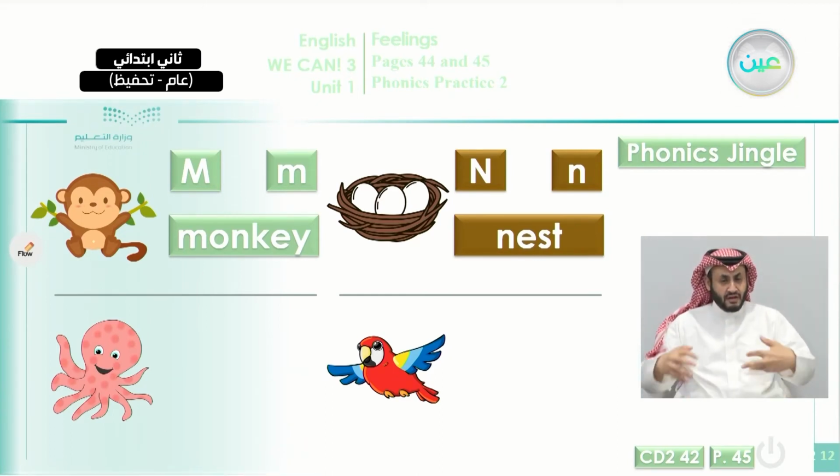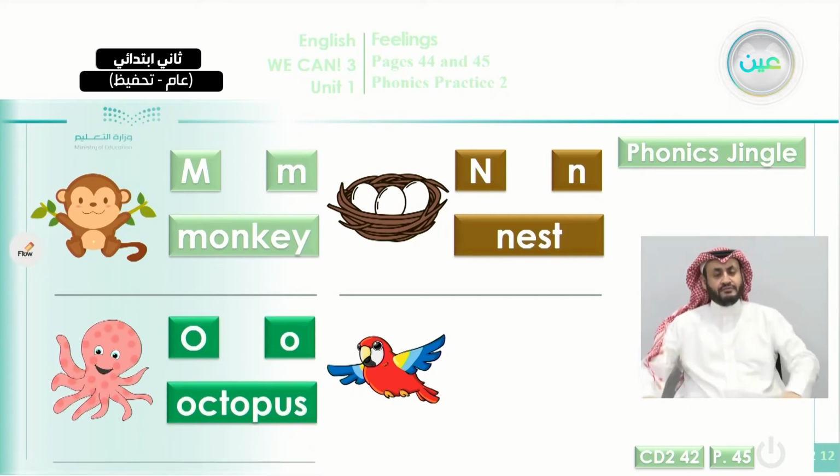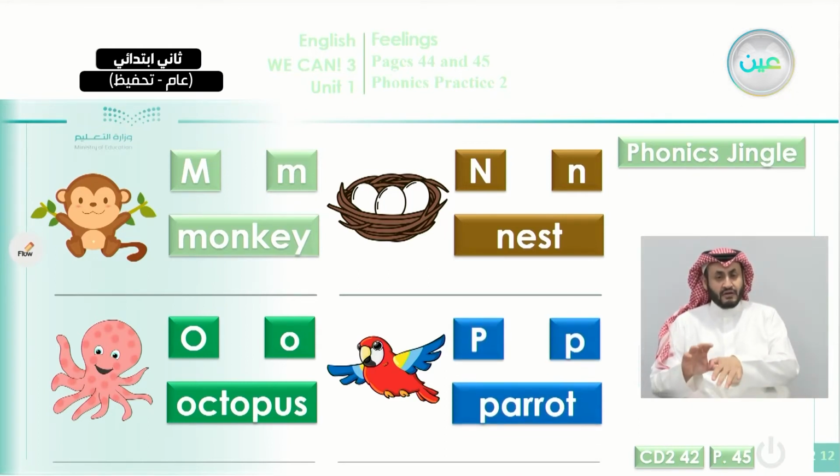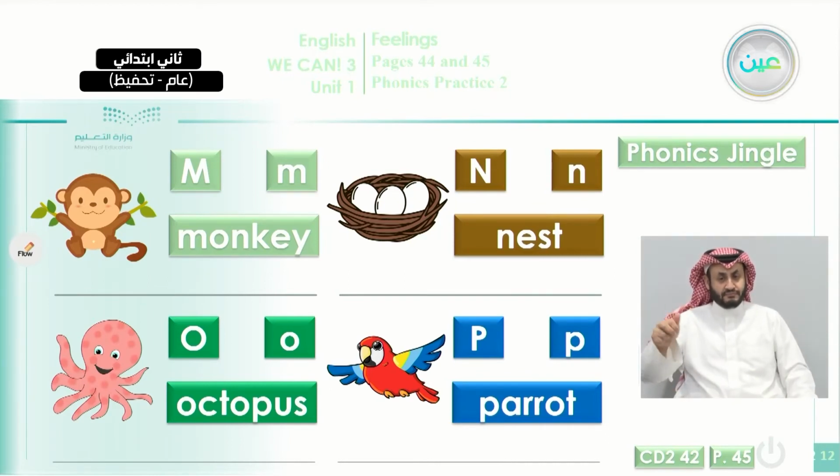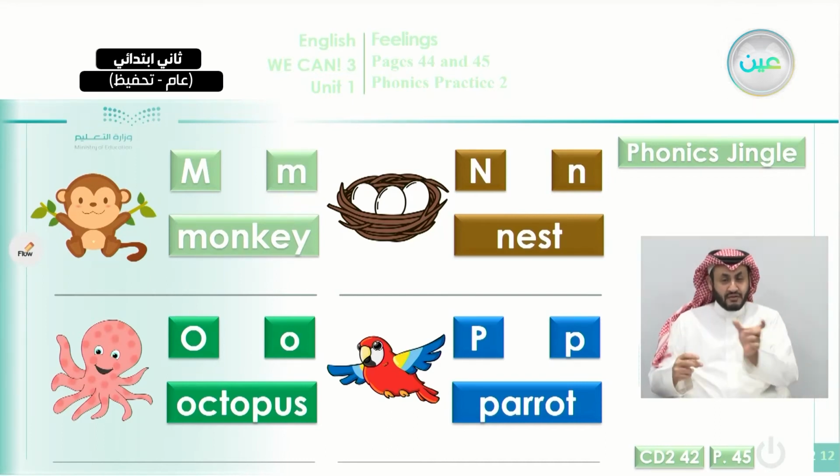Okay, what is this? You can tell, this is an octopus. The word octopus starts with O. You can write it O as in capital or O as in small. Okay. Also, the last one here we have a parrot. This is a parrot. The word parrot starts with P. You can write it capital or you can write it small, as you can see here on the board. Let's listen again to your colleague reading these 4 words.